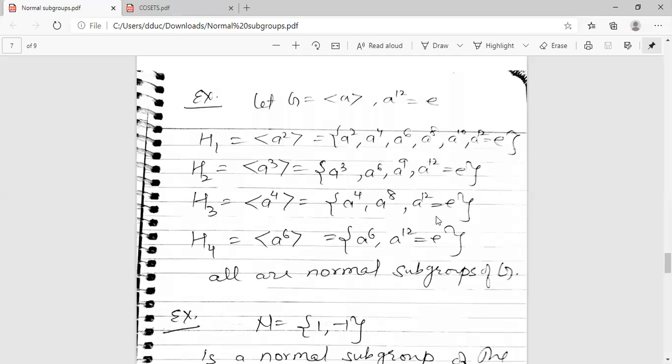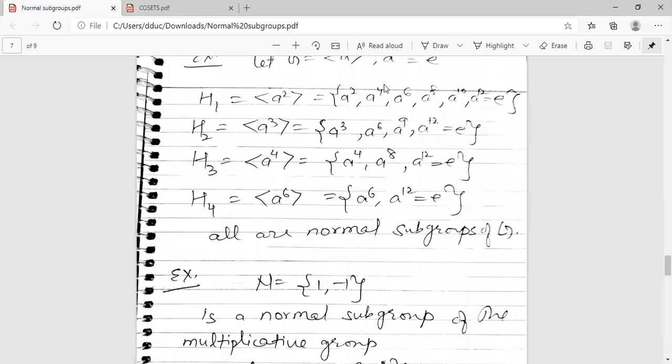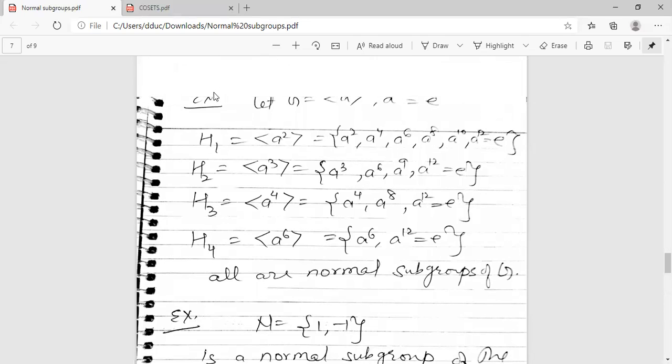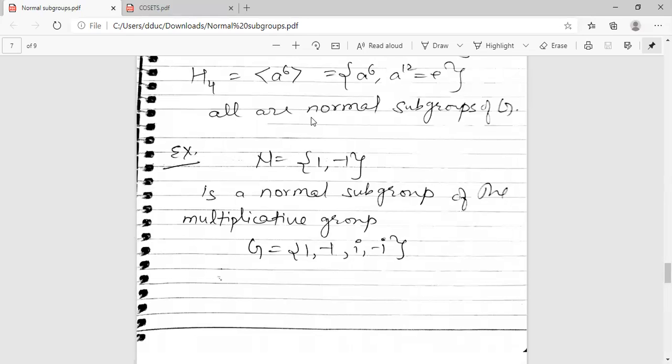You can check these all, H1, H2, H3, H4, are normal subgroups of G. So that you can check. You can just take any element of G and take any element of H. Suppose you are checking that H1 is a normal subgroup of G. Then take an element of G, take an element of H1. Then you just try to satisfy the normal subgroup test, g h g inverse should belong to H. So that is how you can prove all these four are normal subgroups.